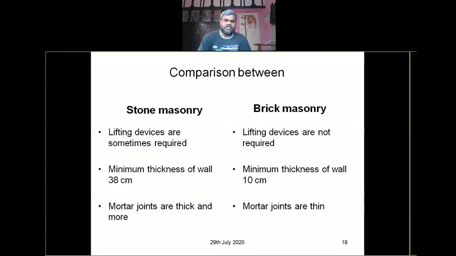Lifting devices are required in stone masonry because there are heavy stones, but in brick masonry lifting devices are not required at all. In stone masonry, the minimum thickness of wall is 38 centimeter, but in brick masonry the minimum thickness of wall is 10 centimeter, that is a half brick wall, right? Mortar joints in stone masonry are thick and more. In brick masonry, mortar joints are very thin, right?